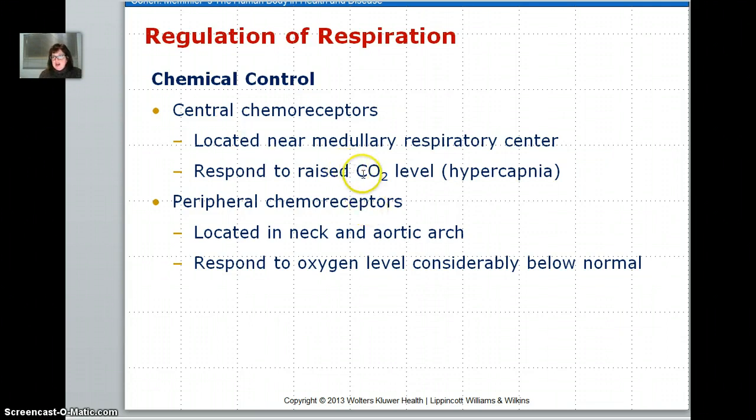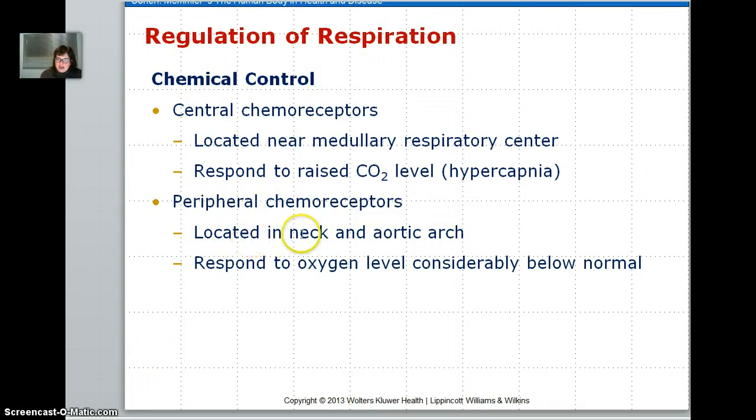Your carbon dioxide levels will be monitored in the blood, and then that change in blood level will be picked up by the respiratory center in the medulla oblongata. So this is in the brain. It's called a central chemoreceptor because it is in the central nervous system. Then you have the peripheral chemoreceptors.